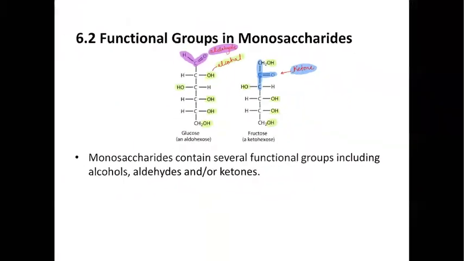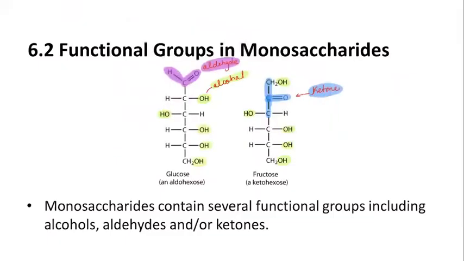So let's understand that, as you can see in the bullet point, monosaccharides contain several functional groups. And you can see that we have alcohols and we highlighted them. They have aldehydes and they also have ketones.